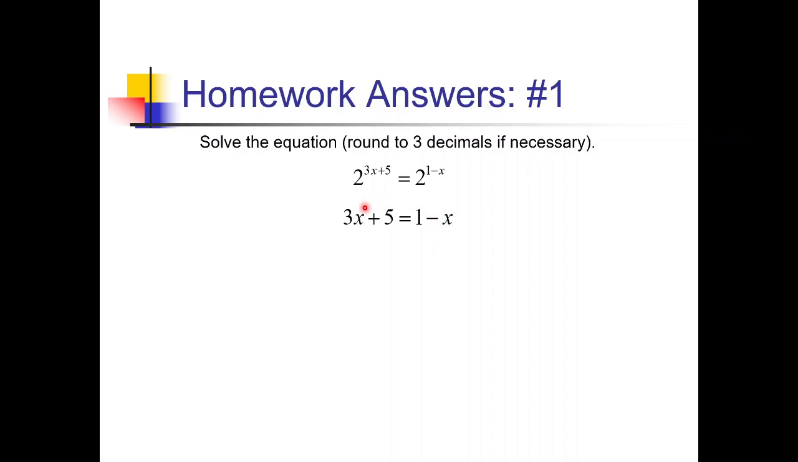If I add x over to the left, that'll be 4x over there. Subtracting 5 over to the right gives me negative 4. And then dividing both sides by 4, we have x equals negative 1.